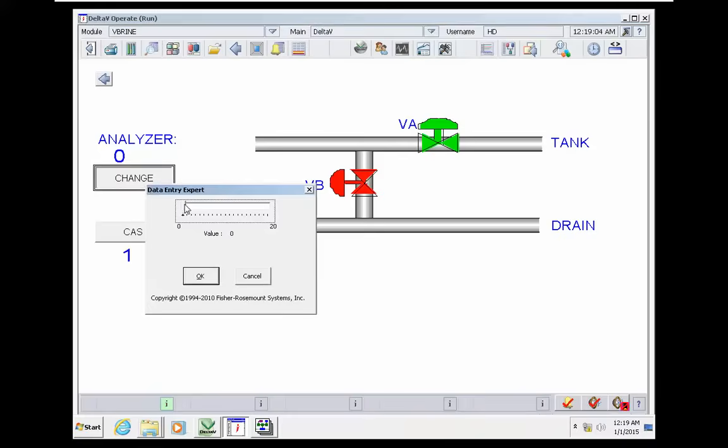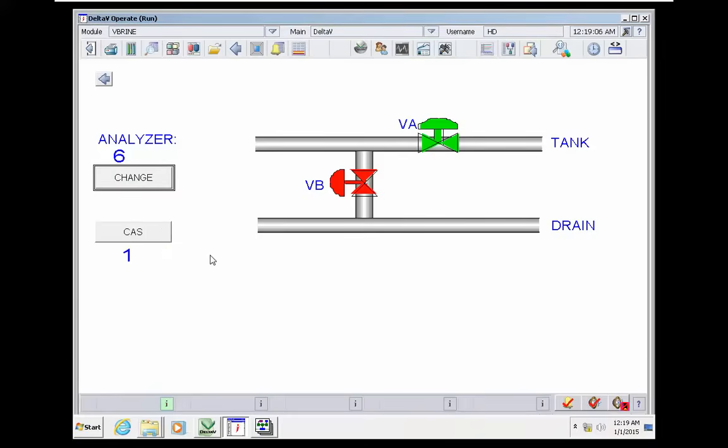let me close the valves. VB is the drain valve, and normally when the production quality is not good, we will drain the product to the drain. We control these valves by using an analyzer.